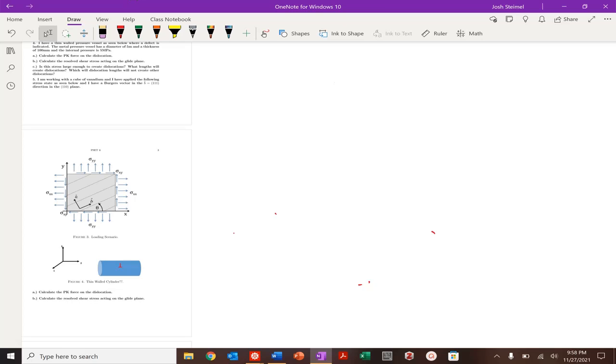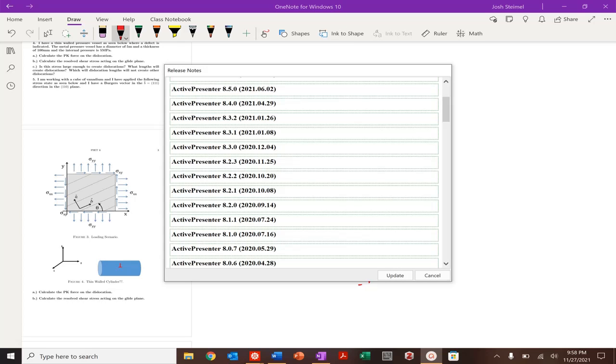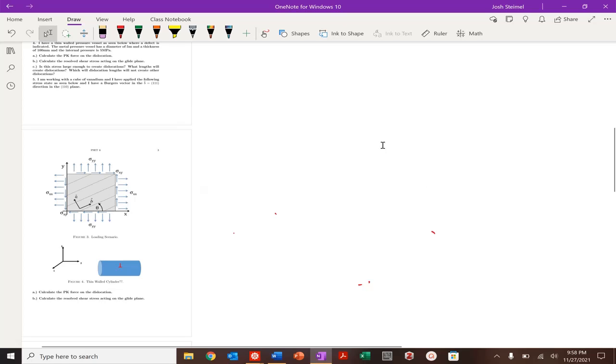Hi everyone, I just wanted to give a little piece of advice and help you work through how to calculate a couple of things that are really important for this problem set, which is our peak collar force, PK force, and our resolved shear stress.